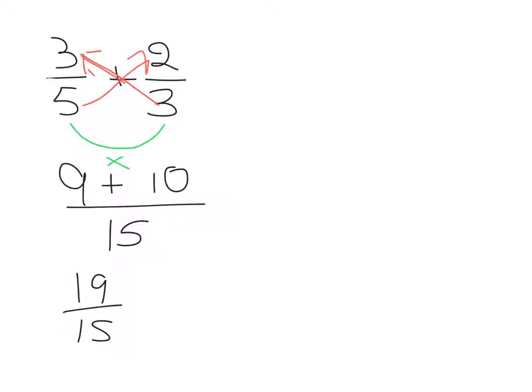19 over 15 is top heavy, so we can change it. So how many 15s can we get out of 19? We can get 1. So we've got one whole number, and we would have 19 take away 15, we're going to have 4 left over, so that's a new number for our top. So that would change to 1 and 4/15.